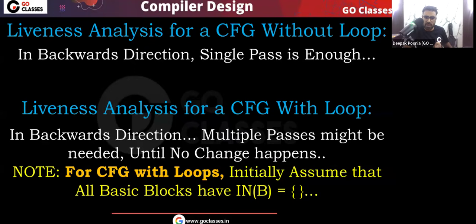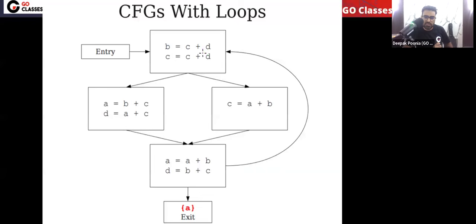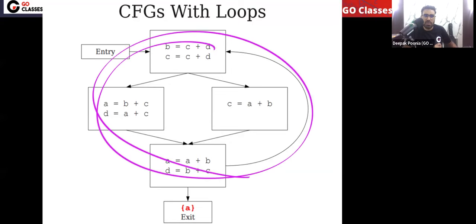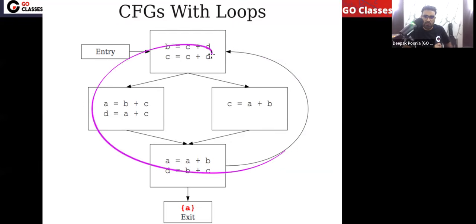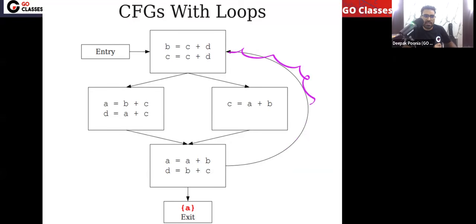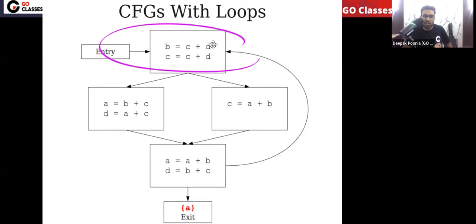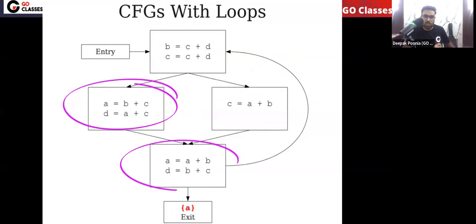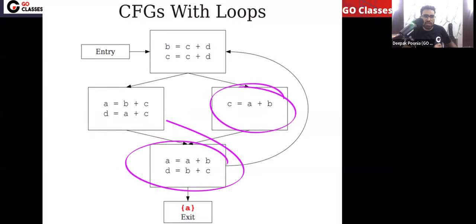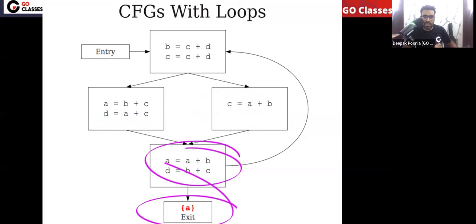We have to make this assumption because when you have a CFG with a loop, it is not clear what is the starting point and what is the ending point, because remember, this is a loop. Every basic block is dependent on every other basic block. Here you can notice that in the loop, all four basic blocks are there. If the loop is not there, then it is very clear this is the starting point. After this basic block, you go here or here, then here, and from the last basic block we go to exit.